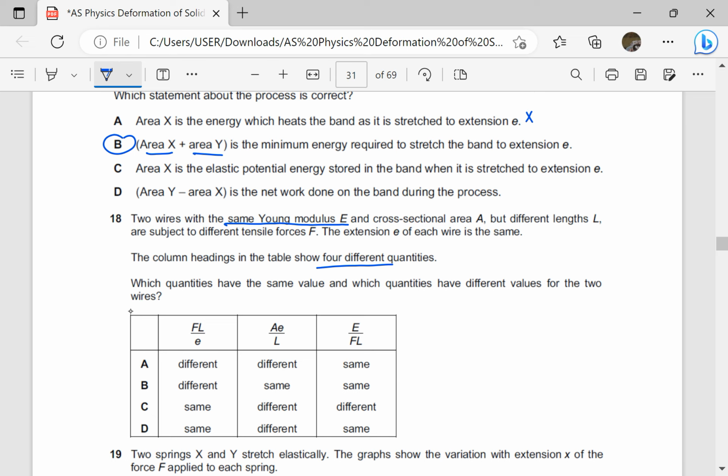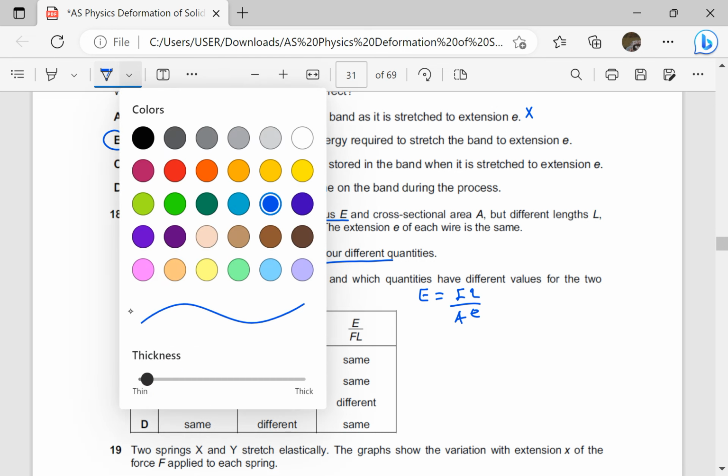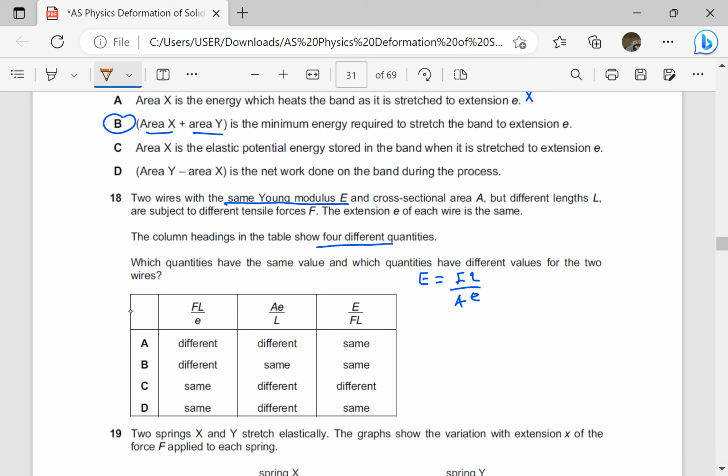Okay. First of all, before we inspect the table, we know that Young modulus is going to be force times original length over cross-sectional area times extension e. I will put a star on those which are constant, which are the same for both wires. Two wires with the same Young modulus E, so this is a constant, and the cross-sectional area A, this is a constant, but different lengths L are subject to different tensile forces F. So F and L are different. The extension e of each wire is the same, so this one is also constant.